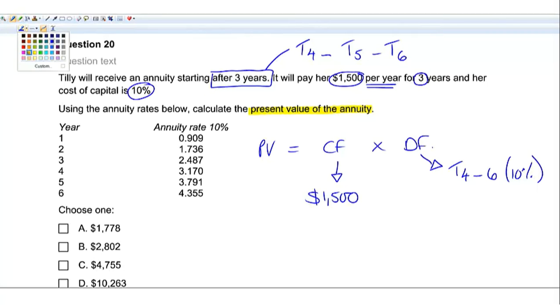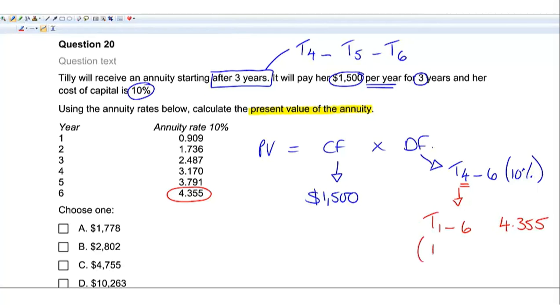So sometimes in the exam you will have to play about with the rates in the table. So for example, in this question we have to use the annuity rate for time period 1 through to 6 firstly. So I'm going to pick up the 4.355. However, I don't want time period 1 through to 6, I only want time period 4 through to 6. So therefore what I need to deduct from that is the first 3 years. Yeah? So I want to deduct the annuity for time periods 1 through to 3, which is 2.487.